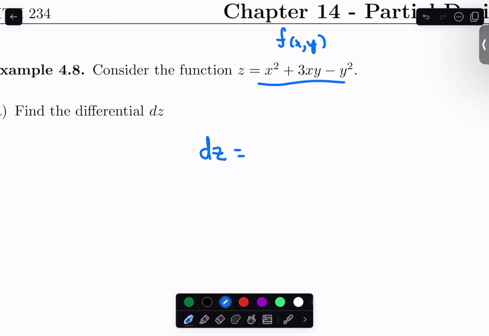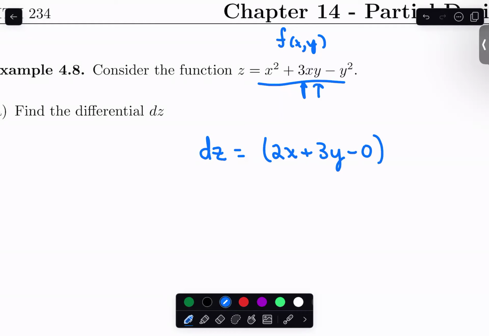So I take the partial derivative first with respect to x. I'm going to get 2x plus 3y minus 0. Again, I'm treating y as constant. It's just along for the ride. So the derivative of x squared, 2x, is pretty straightforward. But here the 3 and the y are both constant, they're along for the ride, and so the derivative of x is just 1. And so that's why you get the 3y here.